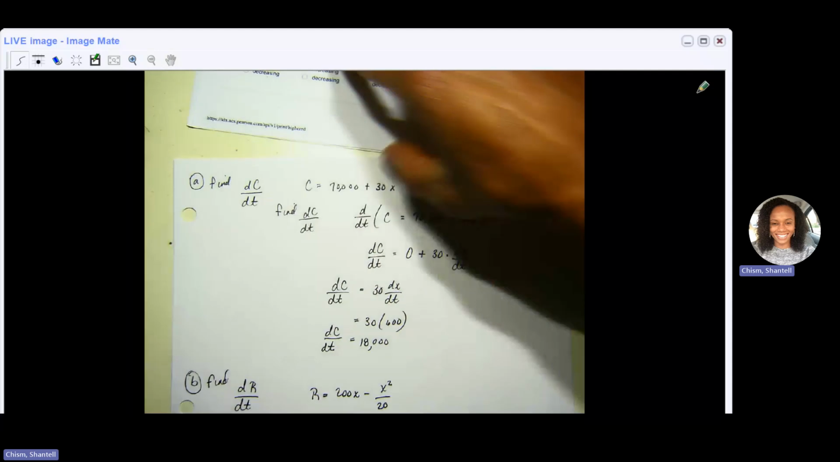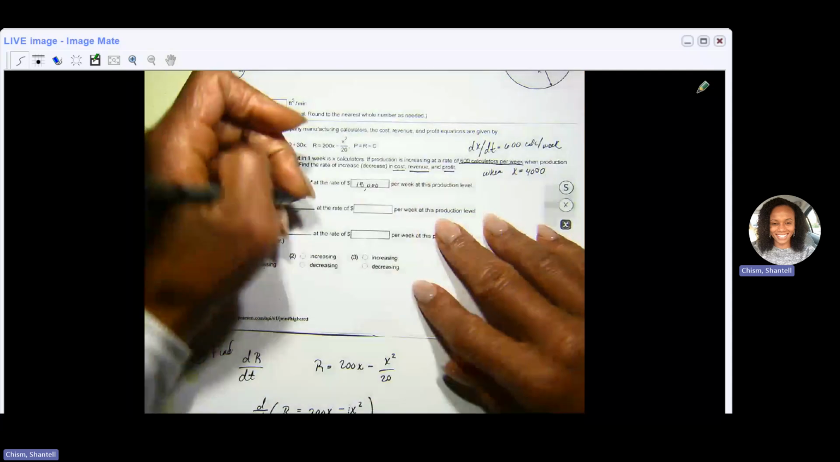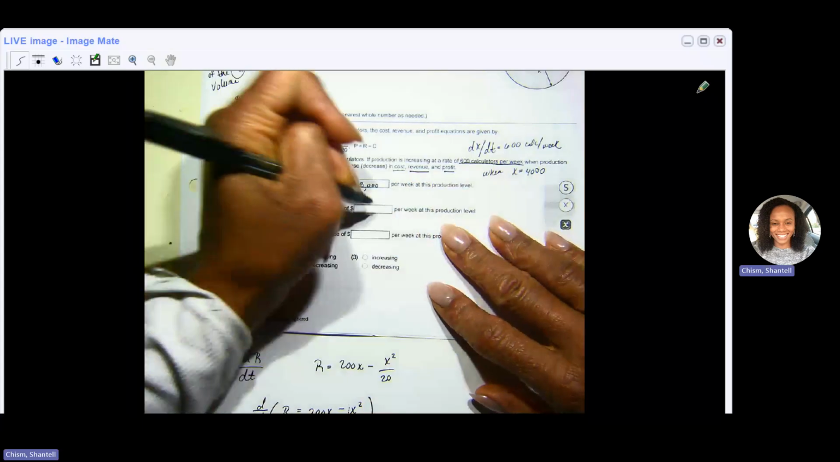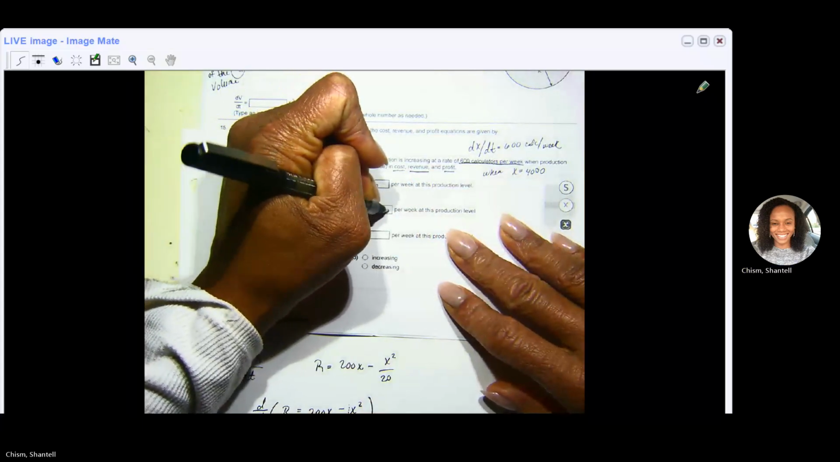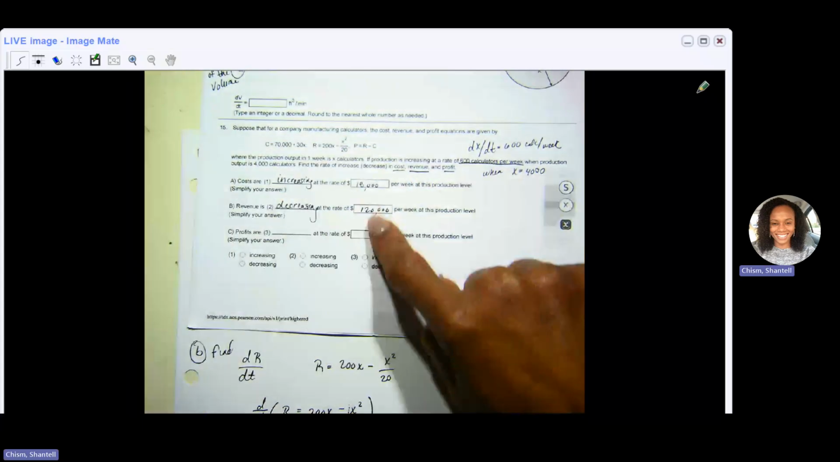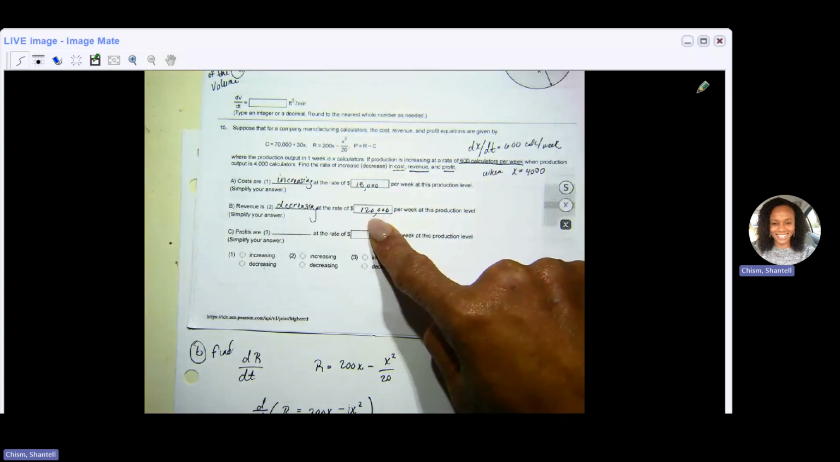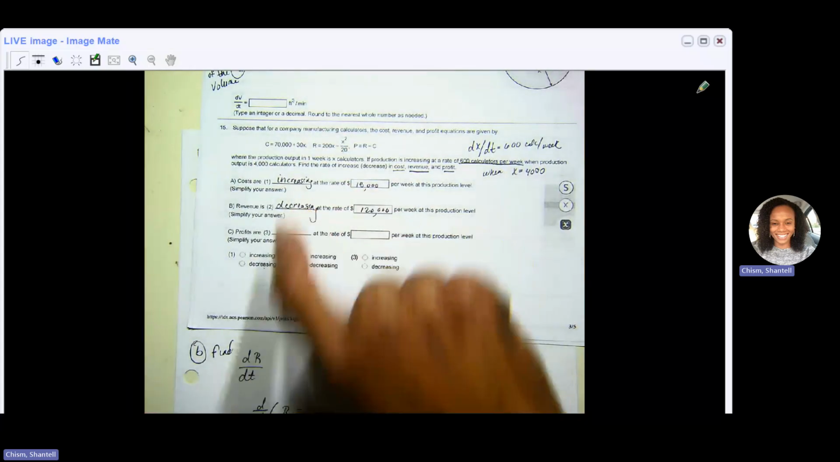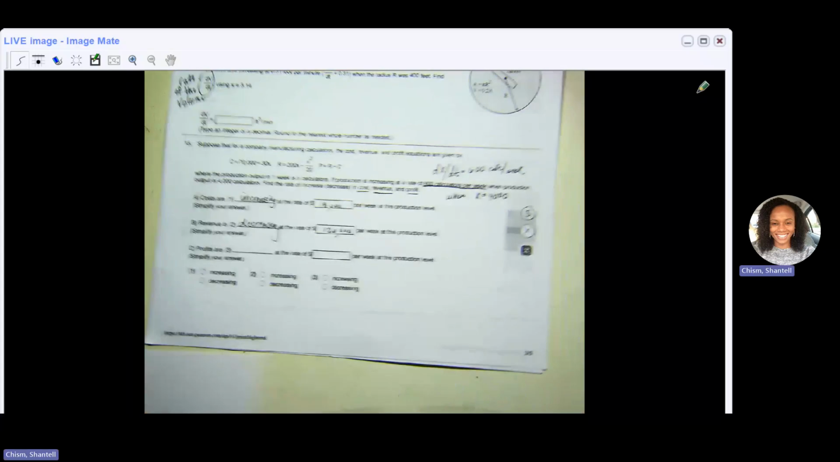So part B, we have a decreasing revenue rate at 120,000. So you put decreasing, but you just put the actual value amount there. Don't put negative there, okay? You take care of the negative by writing decreasing there.